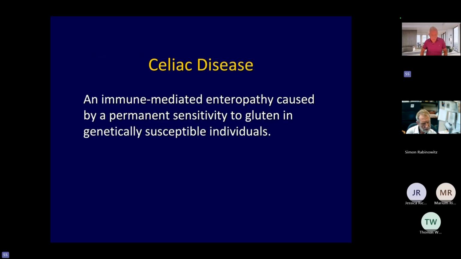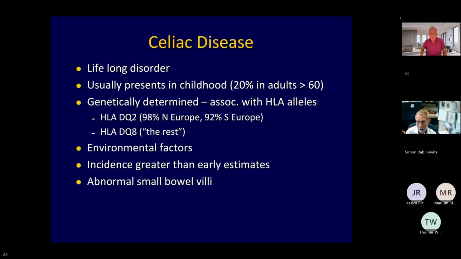So what is celiac disease? It's an immune-mediated enteropathy caused by a permanent sensitivity to gluten in genetically susceptible individuals. It's a lifelong disorder. It usually presents in childhood, although 20% of cases present in adults over the age of 60. It is genetically determined and is particularly associated with HLA alleles, although these alleles are permissive, but they're not determinative for the celiac situation.